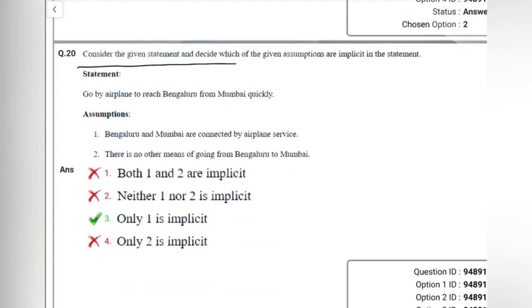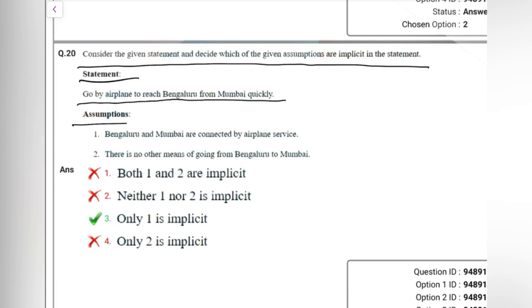Consider the given statement and decide which of the assumptions are implicit in the statement. Given statement is go by aeroplane to reach Bengaluru from Mumbai quickly, and the assumptions are Bengaluru and Mumbai are connected by airplane service, which is correct, and second assumption is given as there is no other means of going from Bengaluru to Mumbai. It is wrong because there are so many means to reach between the cities. So only option 1 is implicit. Option 3 is correct.